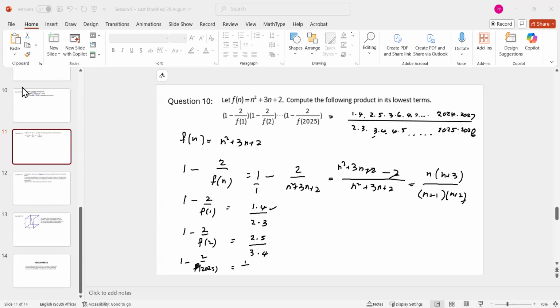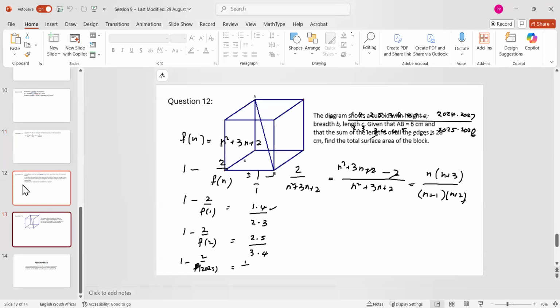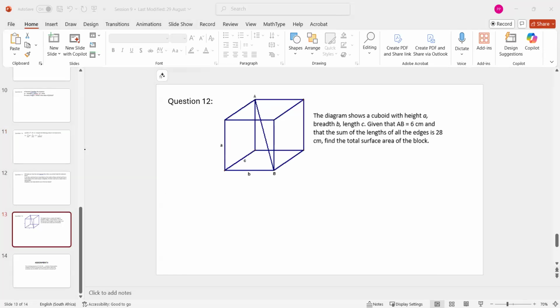And then I'm just going to do one more. Maybe I better do this. Nice geometry problem. Right, the diagram shows a cuboid. A cuboid is not a cube, it's a rectangular cube. The sides are not the same. In a cube, all the sides are the same. So you can see the sides are given as A, B, and C. Now, given that AB is equal to 6, and the sum of all the edges is 28, find the total surface area of the block.